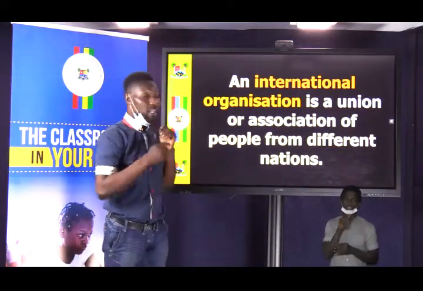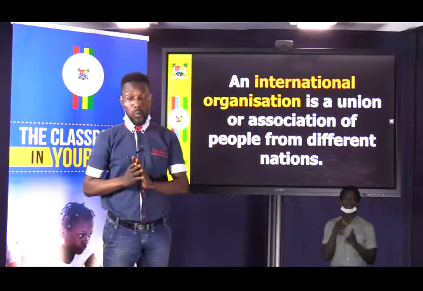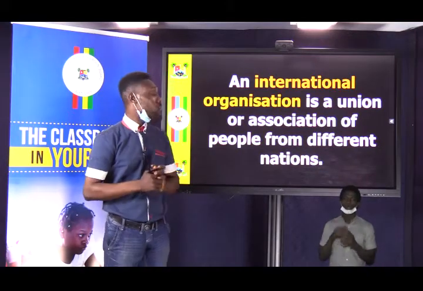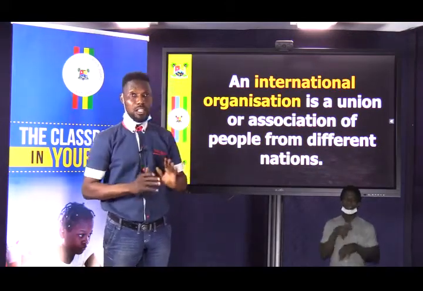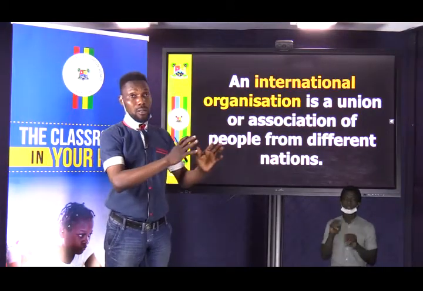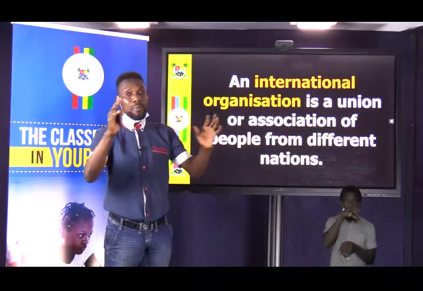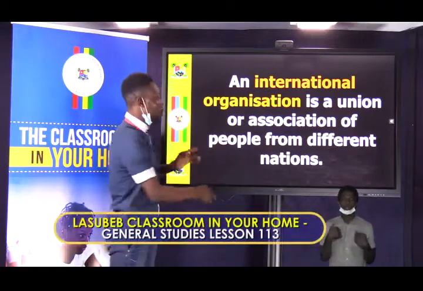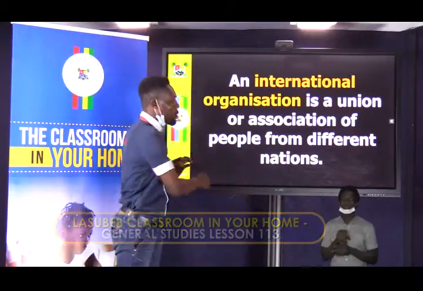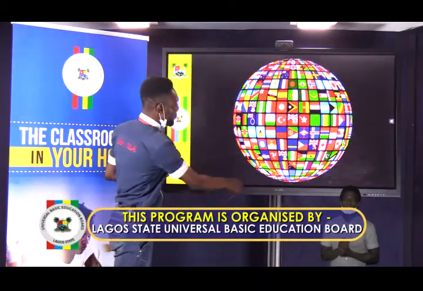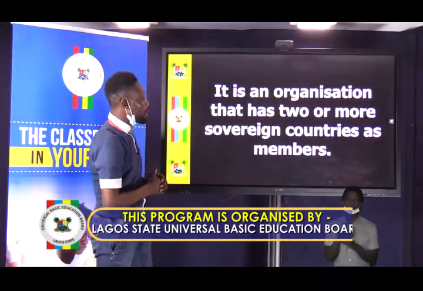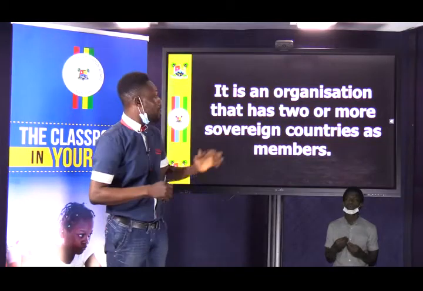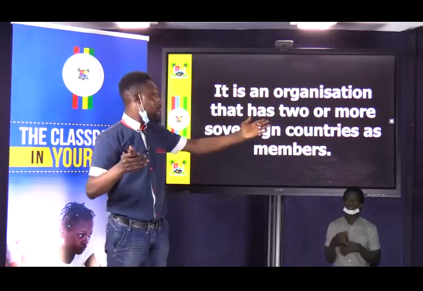An international organization is a union or association of people from different nations. Just like I said in that story, the villagers decided to pick some people to represent their affairs, just as we now have international organizations, a union or association of people from different nations. It is an organization that has two or more sovereign countries as members.